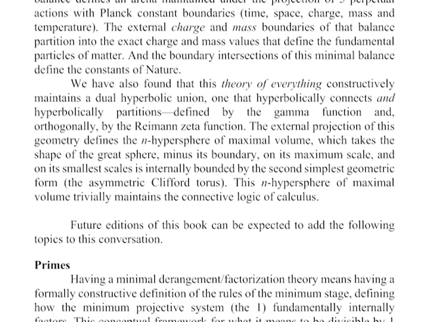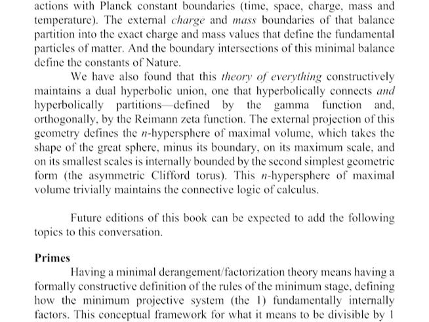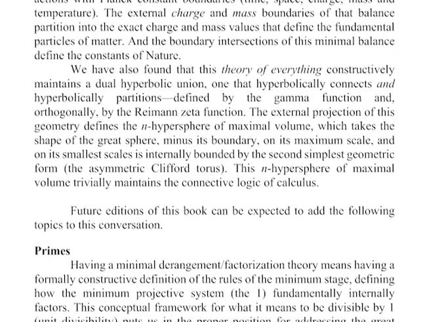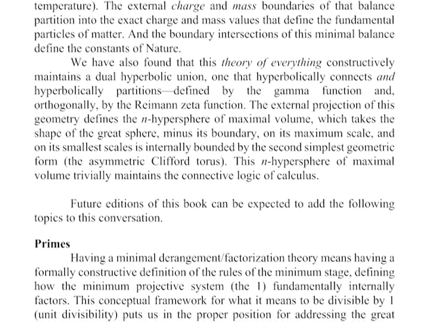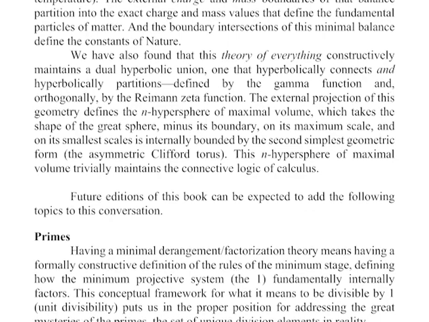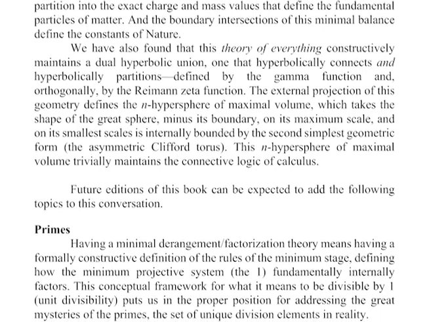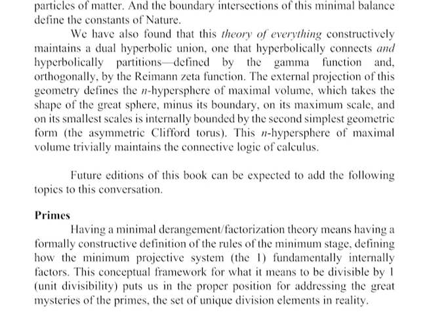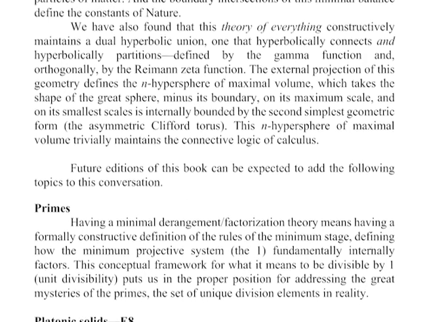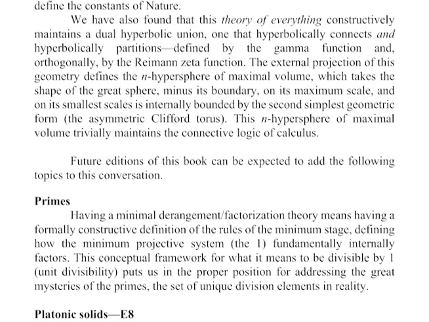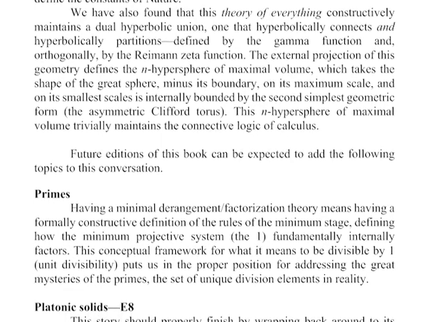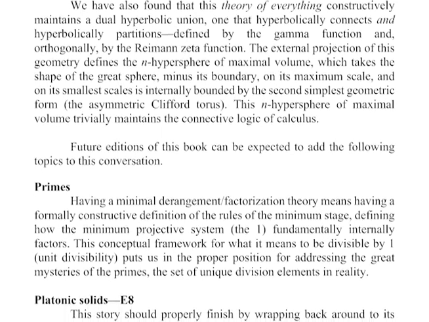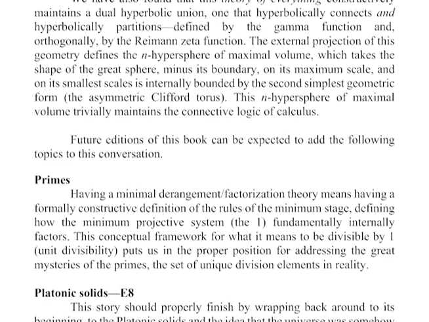The external projection of this geometry defines the n-hypersphere of maximal volume, which takes the shape of the great sphere minus its boundary on its maximal scale, and on its smallest scales is internally bounded by the second simplest geometric form, the asymmetric Clifford torus. This n-hypersphere of maximal volume trivially maintains the connected logic of calculus.